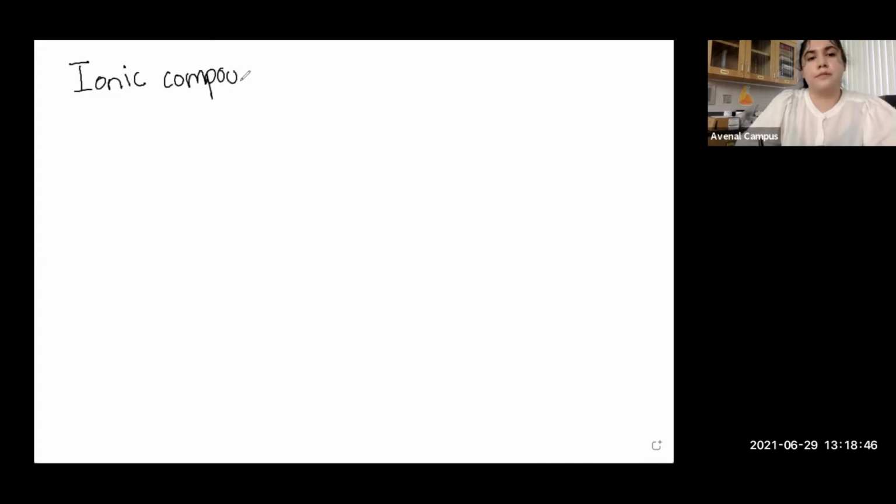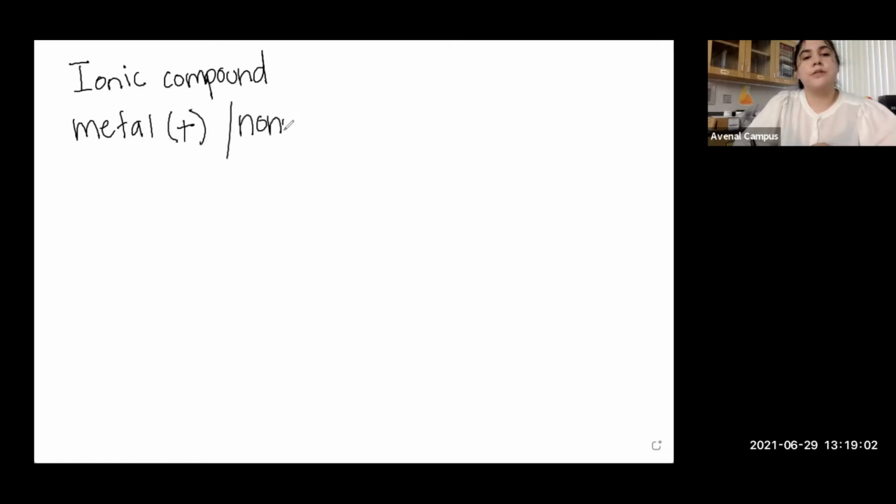So when we think of ionic, we think of metal with a non-metal. Remember, opposites attract, right? So an ionic compound is when you have a metal, and typically your metals are what charges? They're positive charges, right? And your nonmetals are typically what charge? Negative, right?